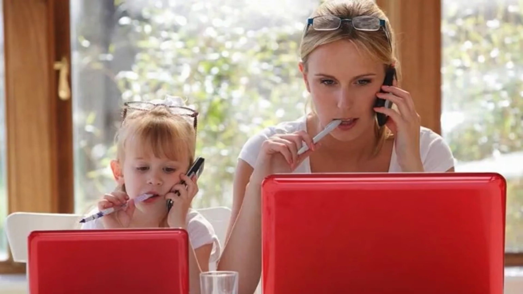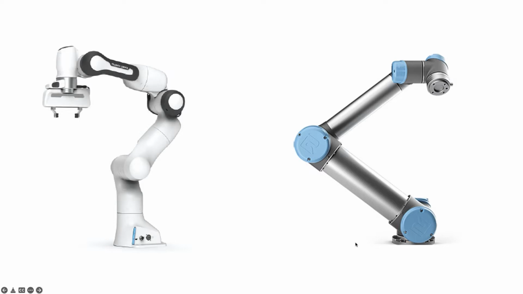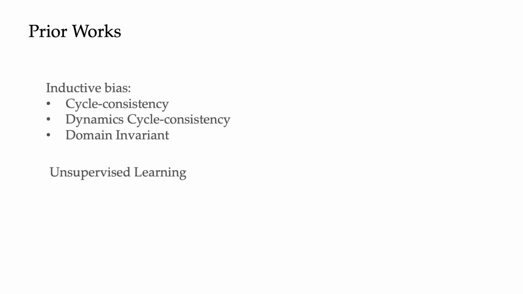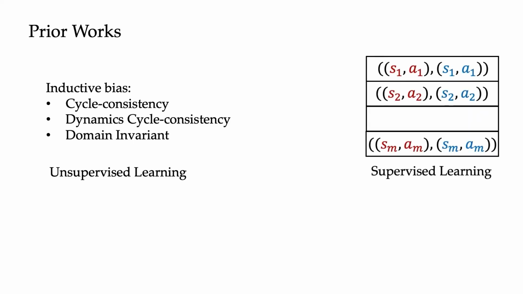However, humans are born with the ability to develop new skills by mimicking the behavior of others with different embodiments. Can we imitate the behavior of a robot with different embodiments by building a correspondence between the two robots? Prior works on correspondence learning can be roughly divided into supervised learning and unsupervised learning methods. Unsupervised learning methods mainly leverage inductive bias to learn the correspondence, while supervised learning methods use a dataset of paired state-action pairs with the correspondence.